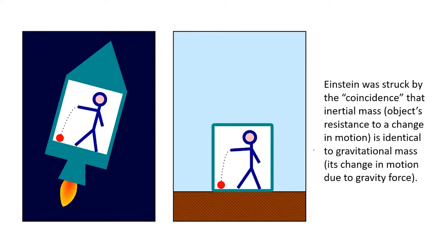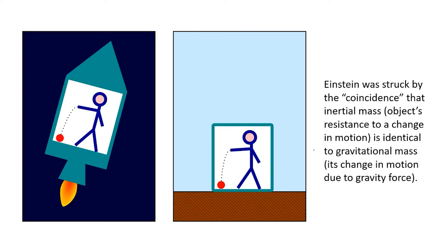Einstein was struck by the coincidence, just stated, that the inertial mass, which remember is the resistance of an object to a change in its motion, is identical to the gravitational mass, its change in motion due to the gravity force. In this pair of situations, on the left we have someone in a rocket ship that's accelerating through space at 9.8 meters per second per second. And if in this sealed situation they don't know where they are, they would see objects behaving as they would on the surface of the Earth.